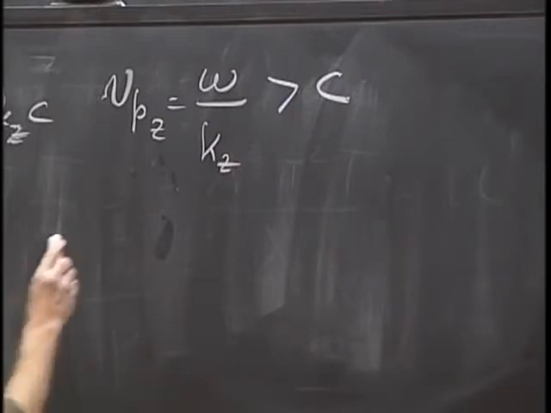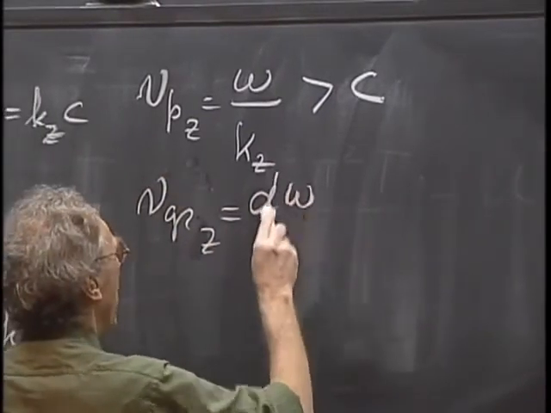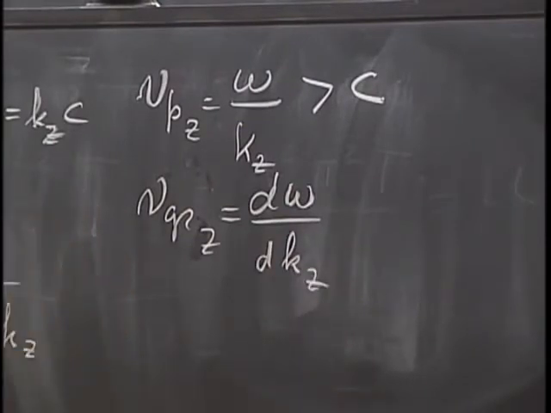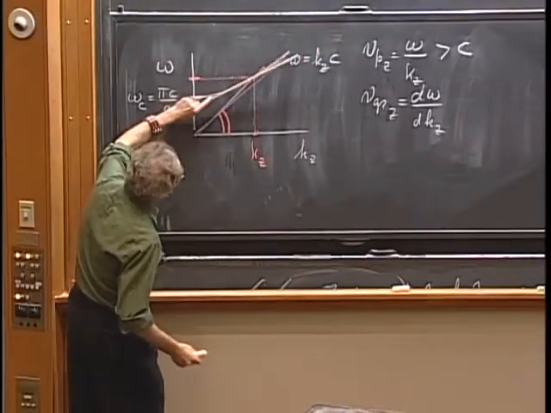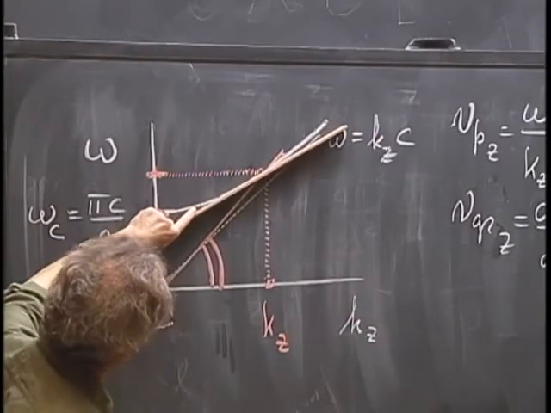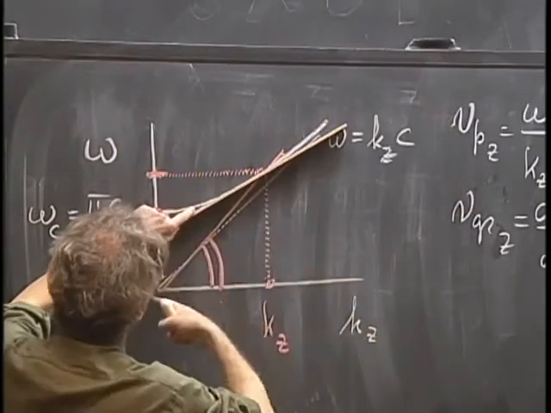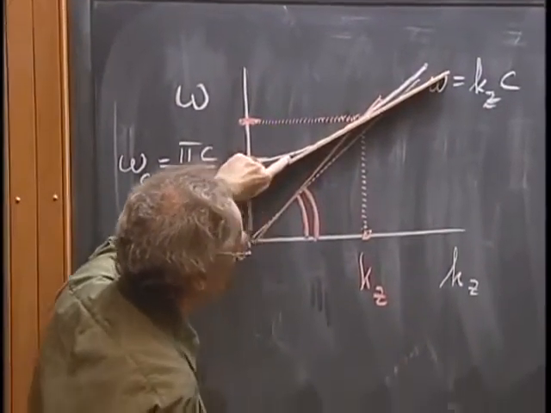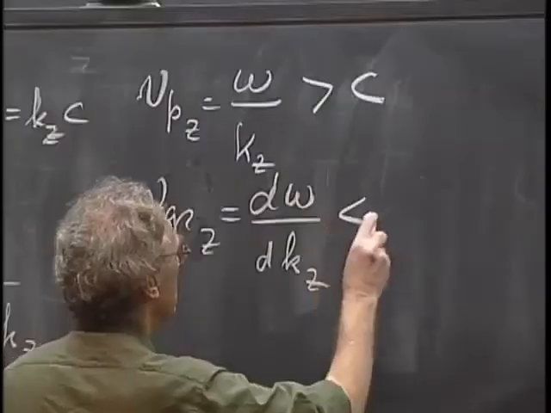The group velocity in the z direction is d omega over d kz, and d omega over d kz is the tangent along this line here. So at this point here, the tangent would be like this. I don't want to draw another line because it becomes too cluttered. But you can see that this slope is smaller than the line here, which indicates the c. And therefore, the group velocity is smaller than c. So this is smaller than c.